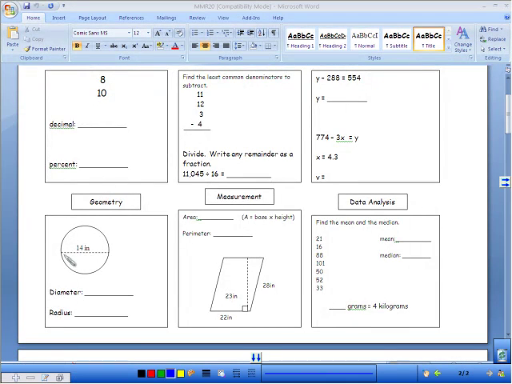Geometry, diameter is real simple. It's from left to right all the way through, so they give you the diameter is 14 inches. Radius is half. So half of 14 is 7 inches. Don't overcomplicate that. It's really that simple.